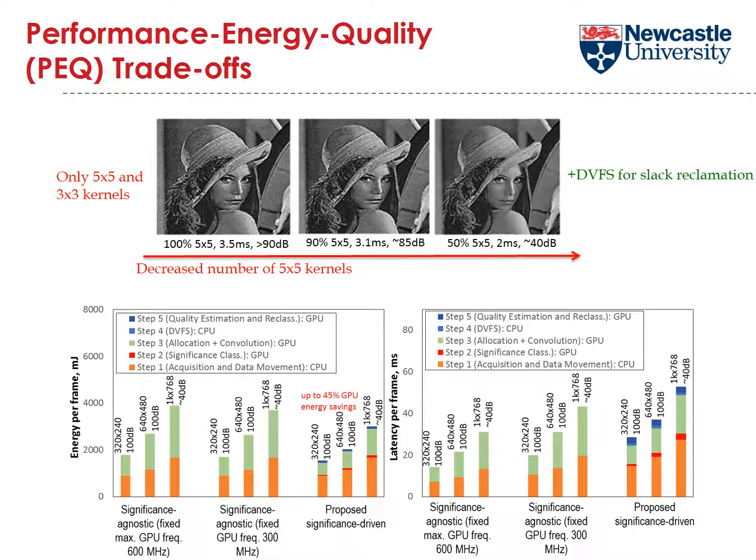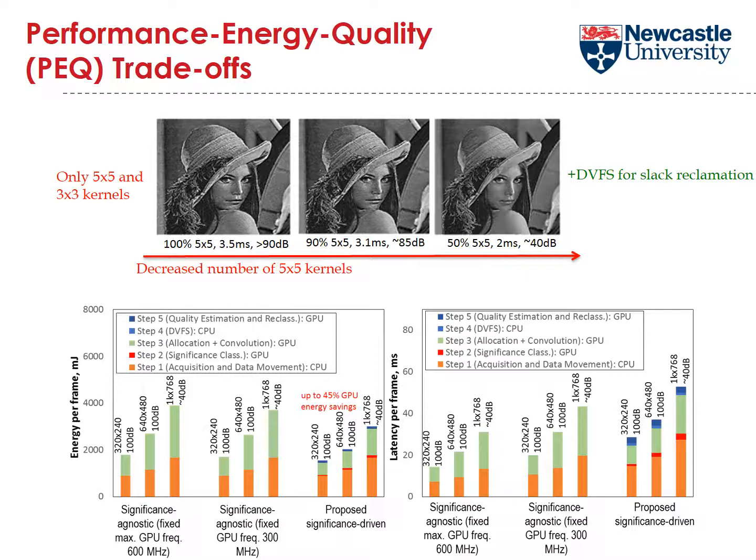And the proposed approach, the significance driven approach, benefits from energy savings because it does two things. First of all, it uses approximate kernels, and secondly, it also uses DVFS dynamically. And thirdly, because there is a quality requirement, it is always trying to meet the quality requirement to maximize the energy savings as much as possible.